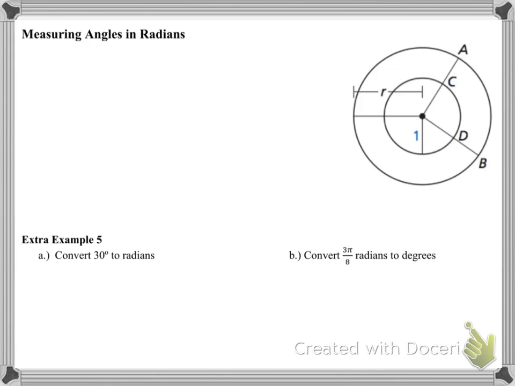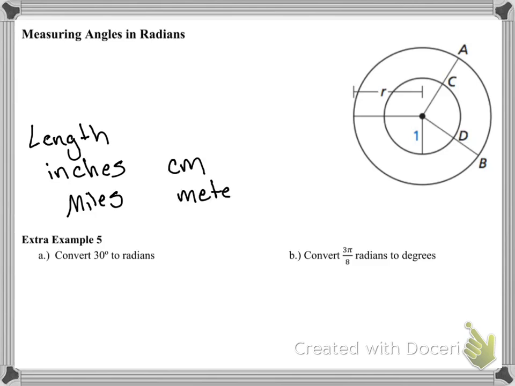Just like we can measure the length of something, we can measure length in a lot of different ways. We can measure it in inches, we can measure it in miles, we can also go metric and measure it in centimeters or meters. So there are a lot of different ways of measuring length, and there are a lot of different ways of measuring angles.